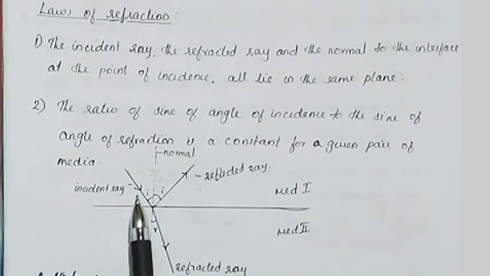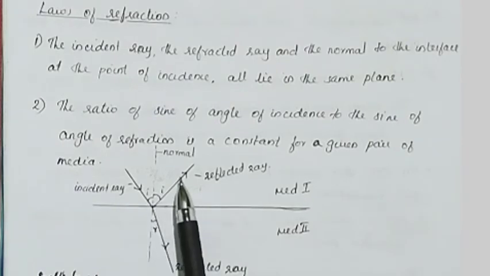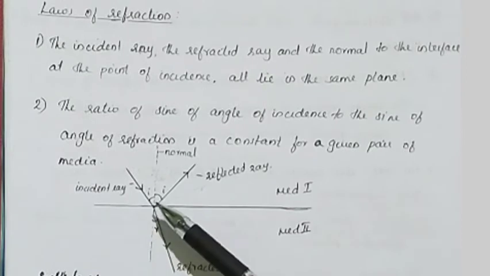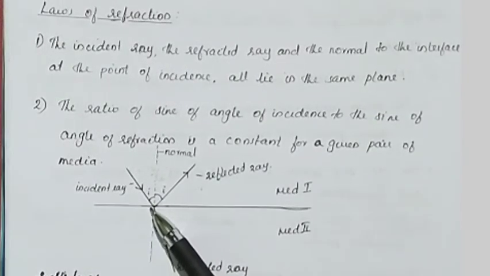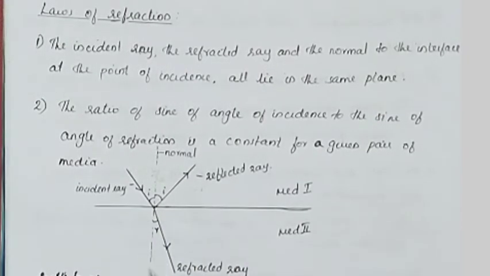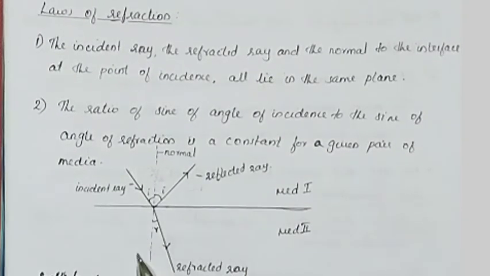So when the light ray is obliquely incident at the interface of two media, it is partly reflected and partly refracted. A part of that incident ray gets refracted and enters the other medium, whereas a part of the incident ray reflects back into the same medium. And the perpendicular drawn at the point of incidence is known as the normal. So this is the phenomenon of refraction.